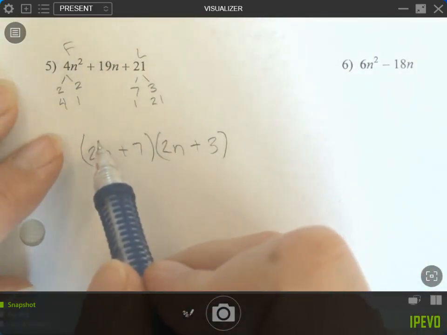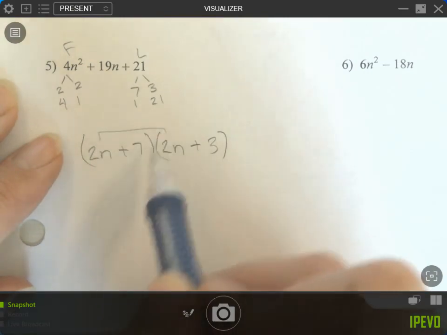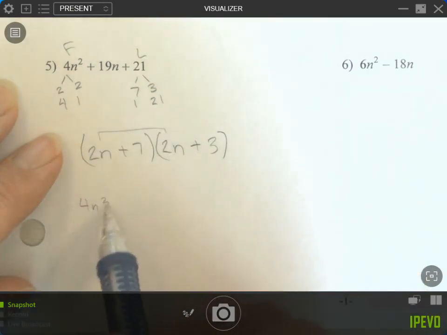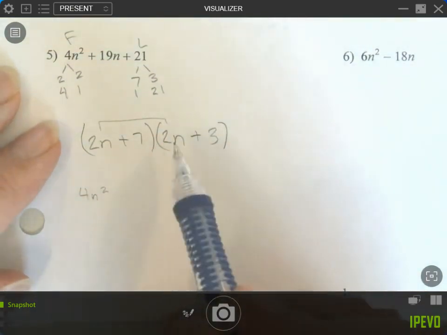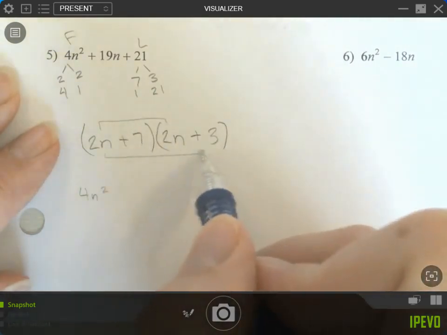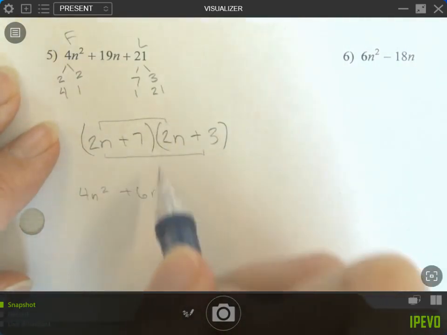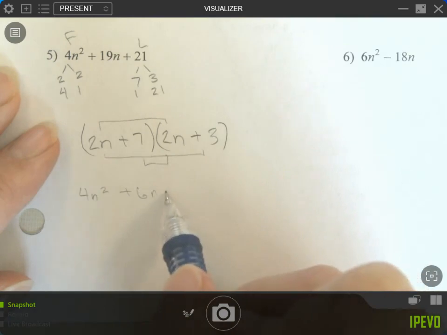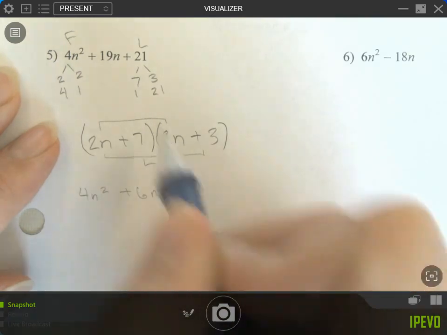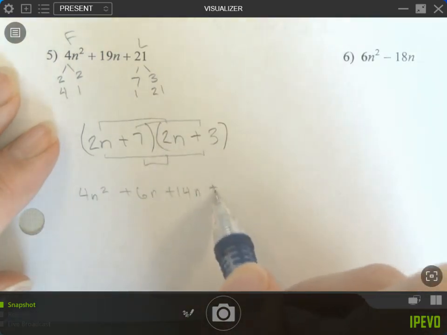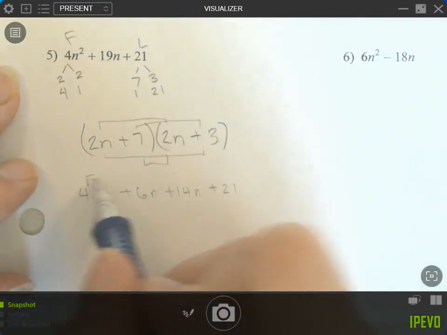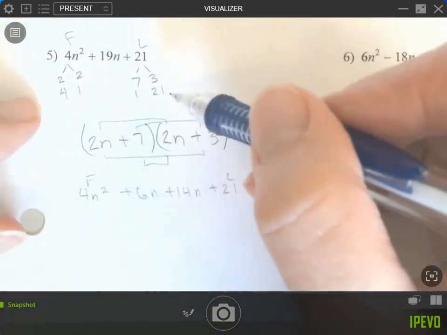When you think about FOIL, if I would FOIL this whole thing, that'd be 4n squared. I just don't normally take the time to do the whole thing because I know first works. Then I would do my outside, which is positive 6n. Then I multiply my inside, which is 14n. And then I multiply my last, which is positive 21. I knew the first and last would work because we built them that way.